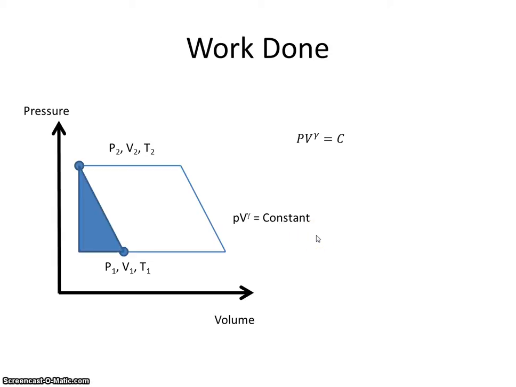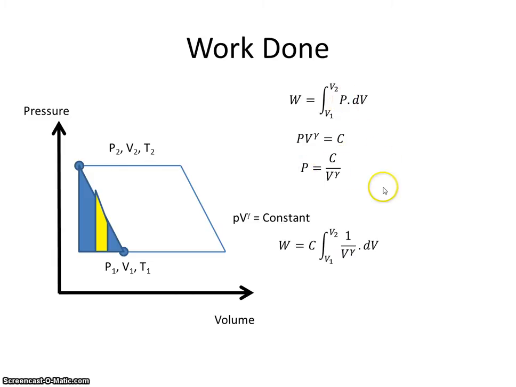And the area under the graph is the work done. Okay, so we can determine the work done by the integral. So I know PV to the power gamma is a constant, so I can rearrange that equation, get an expression for P, substitute that in here. So my work done is the constant C times 1 over V to the power gamma, so I just have C and V to the power minus gamma there. When I integrate it, that's what I get.